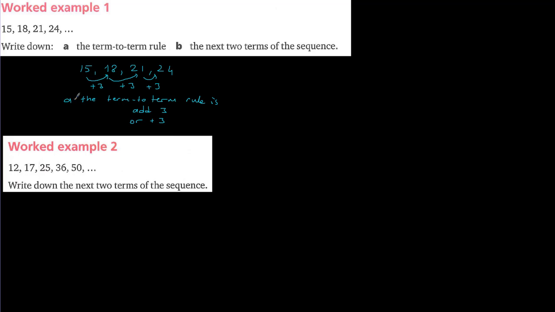This is A1, and B1 is where we are going to find the next two terms of the sequence, which is 15, then 18, then 21, and then 24. Here the next two terms are going to be, if the term-to-term rule is add 3, it means that we are going to add plus 3 again, which is equal to 27, and we are going to add 3 again to 27. We are going to find the last term that we are looking for, which is equal to 30.